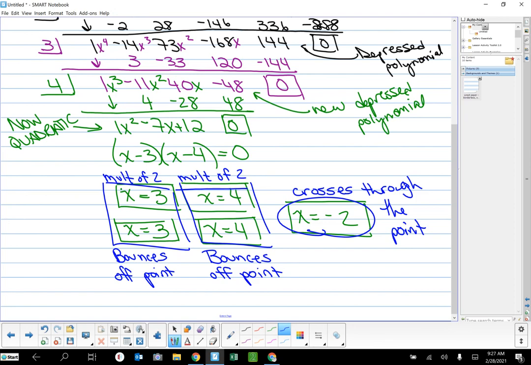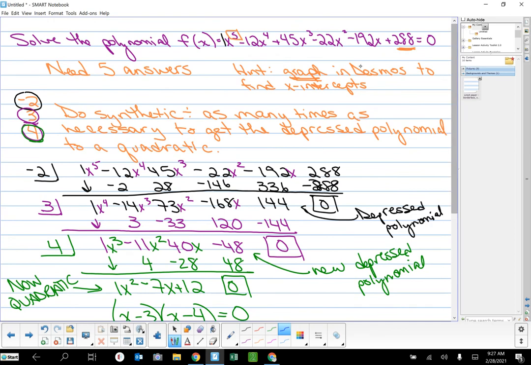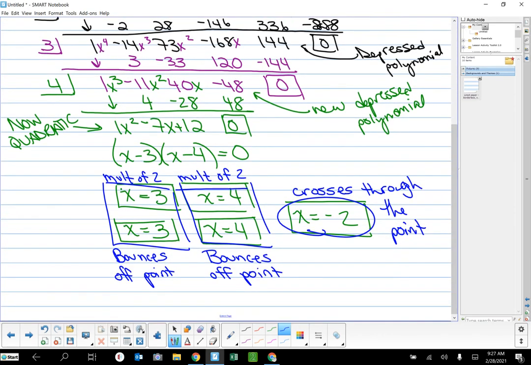So like I said, the goal of this class is to get you to take a big old long thing like that and have the tools to go through and solve it and find all the values of x for the entire thing.